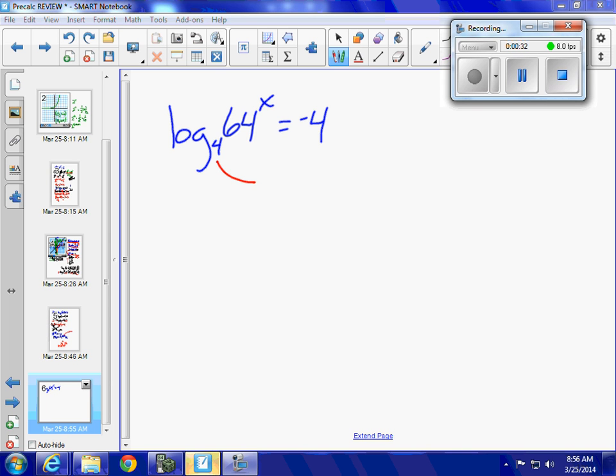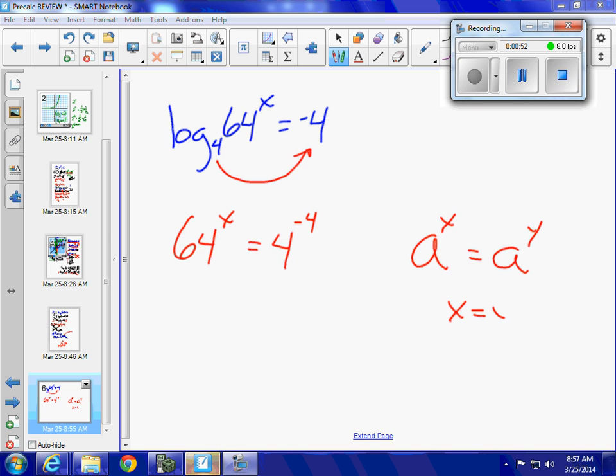So I'm going to take my 4 base and move it over here because my negative 4 is the exponent. So I'm going to have 64^x is equal to 4^(-4). Well, I don't have the same base. I need to have a^x equals a^y so that I can get x equals y. And I don't have the same base yet, but I know that 64 is 4 to the third. So (4^3)^x is equal to 4^(-4).